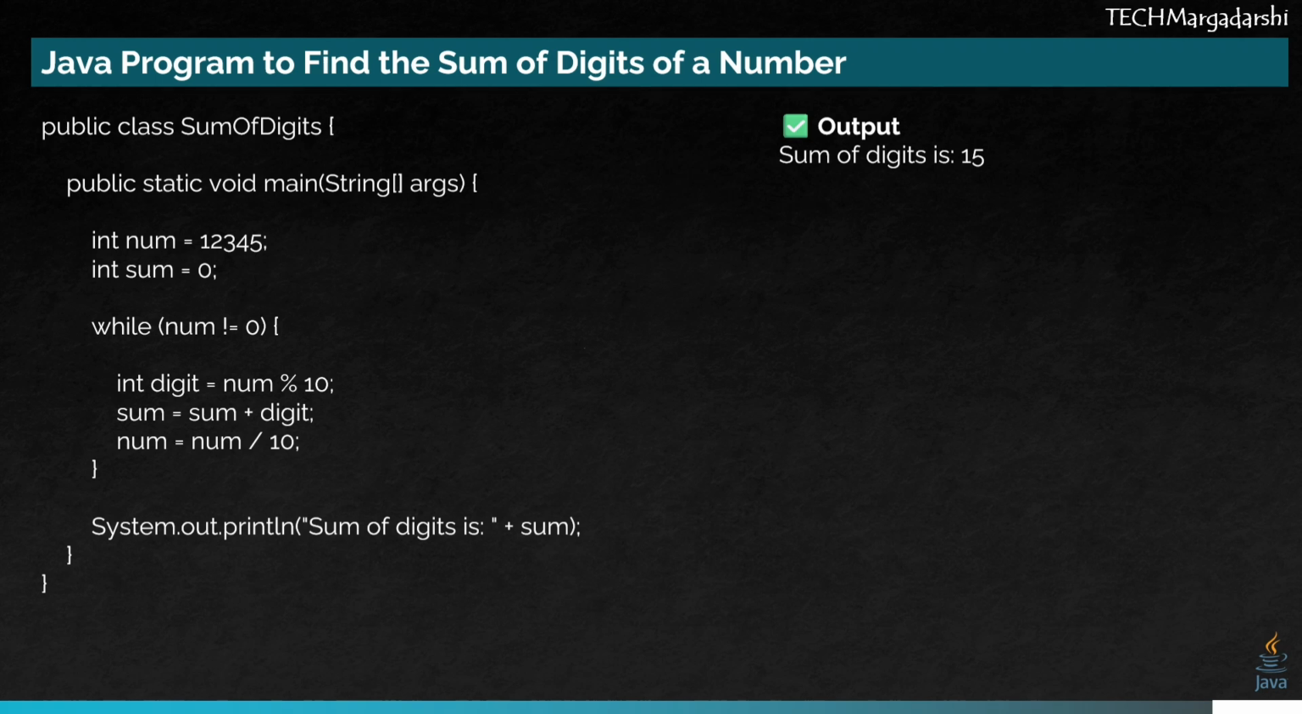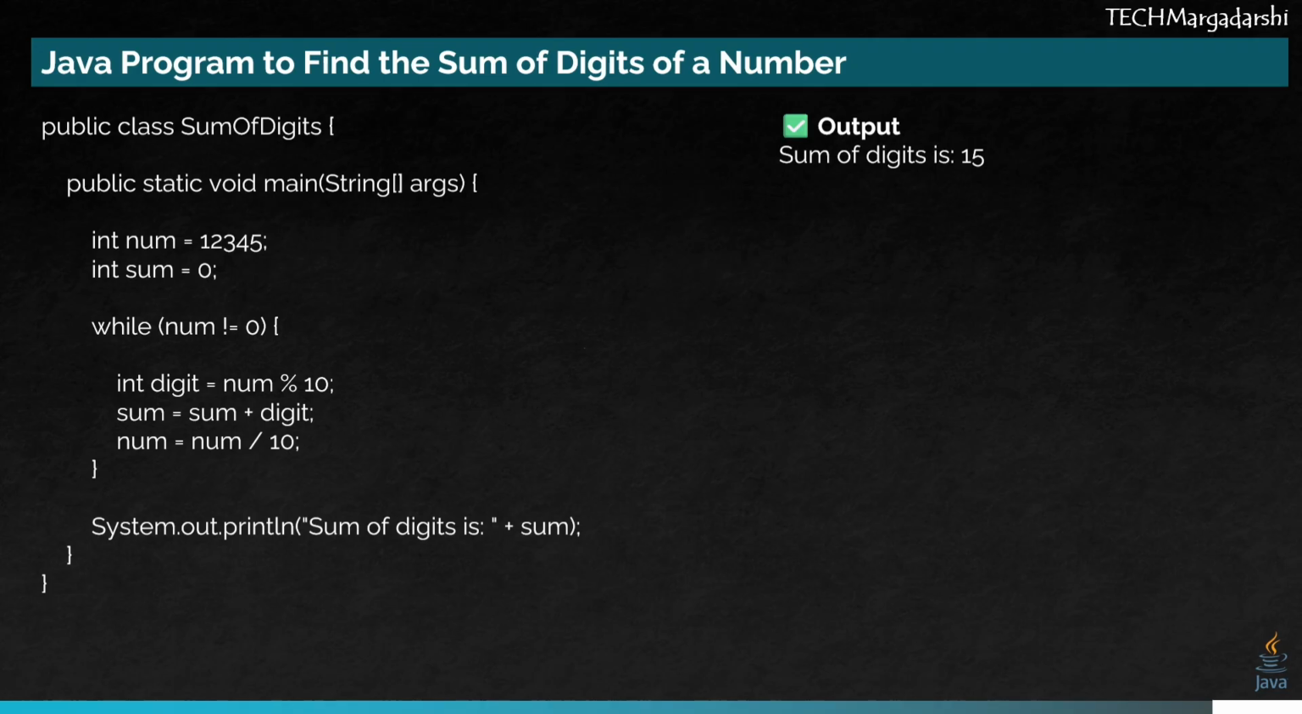Now, move on to the next one. Let's understand how to find the sum of all digits of a number in Java. In this example, we take the number 12345 and initialize a variable sum with 0. We use a while loop to extract each digit from the number. The modulus operator %10 gives us the last digit. We then add that digit to the sum variable.